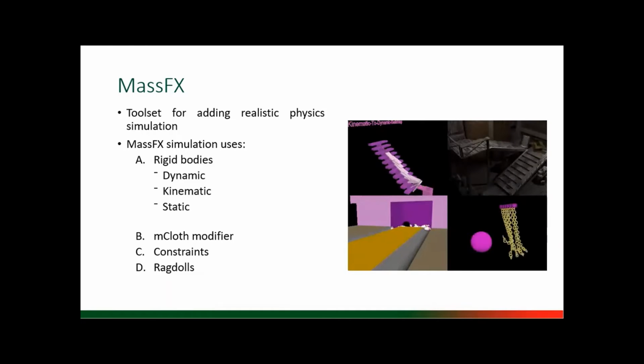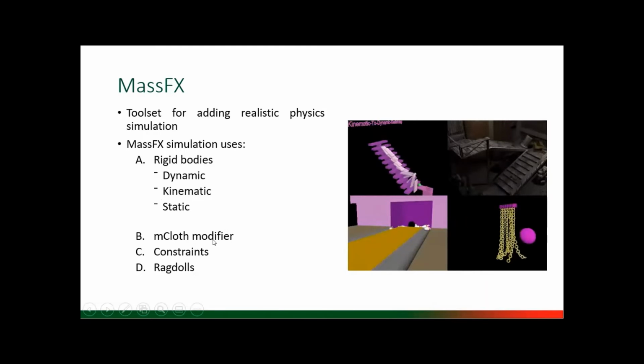The first one is rigid bodies. Rigid bodies are basically those objects that do not change shape. As you can see in this video here, all of this is actually rigid bodies. It is divided into three types: dynamic, kinematic, and also static. I will explain this on my next slides, what they are and how they affect the simulation in MassFX.